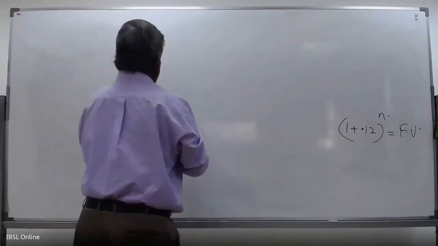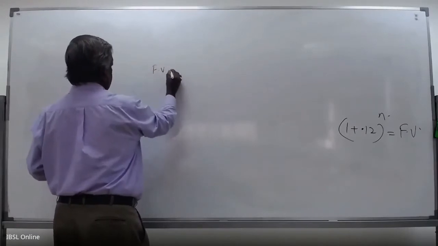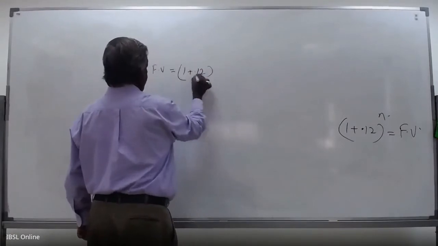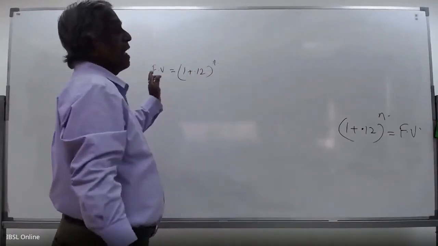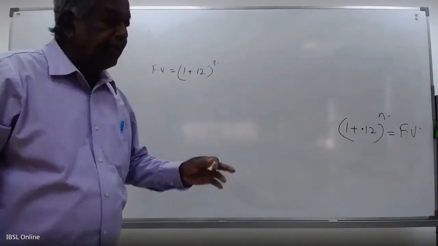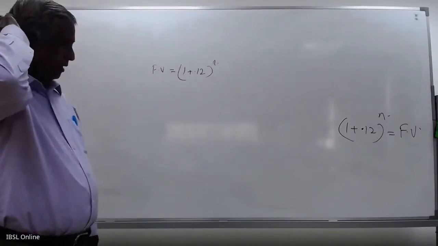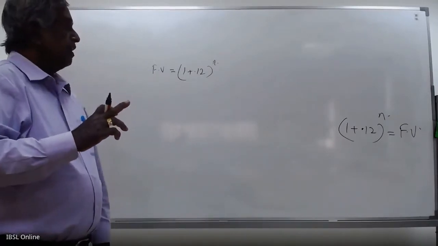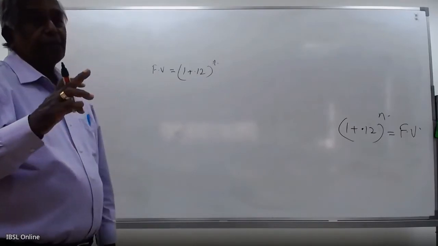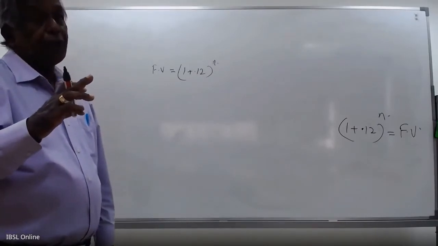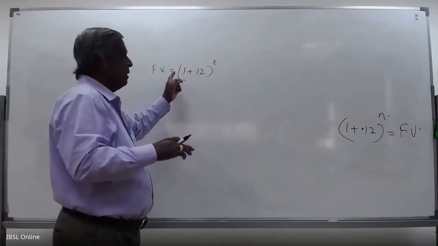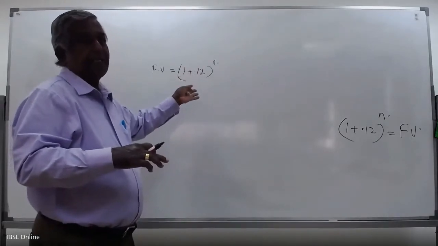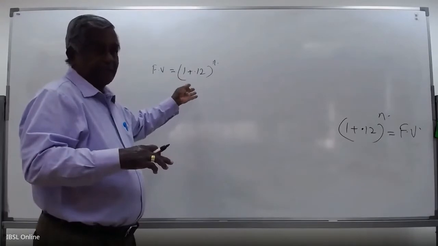I am repeating. So the future value is equal to 1 plus 0.12 to the power n. In this example, we took 1 rupee as the present value, and the interest rate as 12% per annum, or 0.12 in decimal. In this formula, you have to use the interest rate as a decimal.